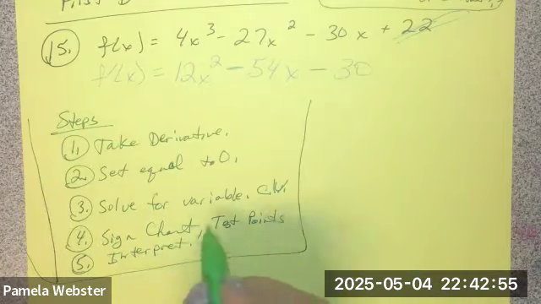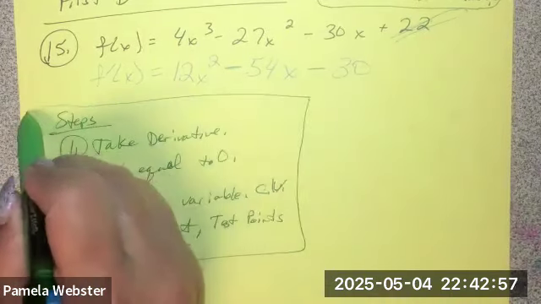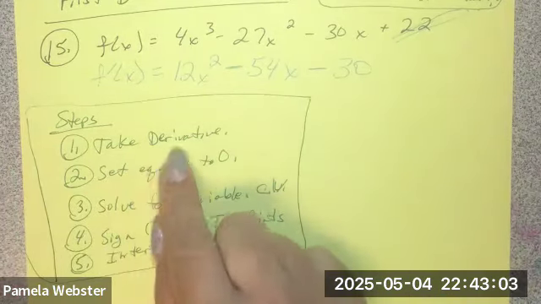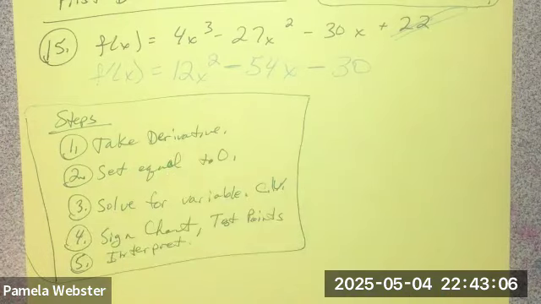Okay, and these steps are actually exactly the same steps whenever it comes to the second derivative test, except for right here, it's going to say take the second derivative. And then it's going to say set it equal to 0, solve for the variable, find your critical values, use a sign chart, test points, interpret. All of that is exactly the same.